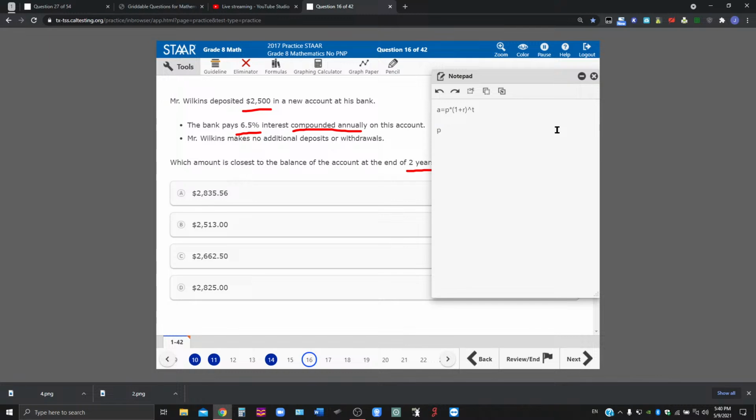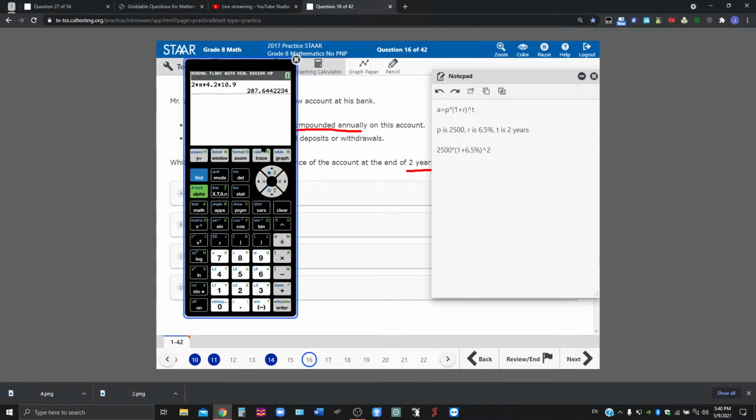And let's decide what P is. P is the original deposit, the principal, and that's 2,500. R is the rate. The rate is 6.5%. And T is the time, which is 2 years. Okay, so we just have to plug in, and that's going to be 2,500 times (1 plus 6.5%) to the power of 2, right? And here you can use the TI Inspire, just plug in, and you will get the answer.